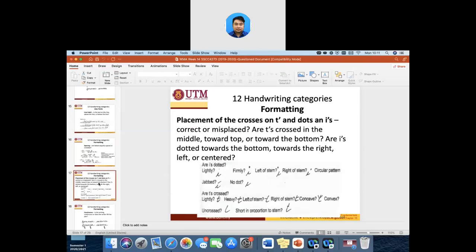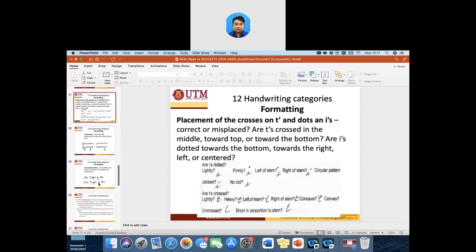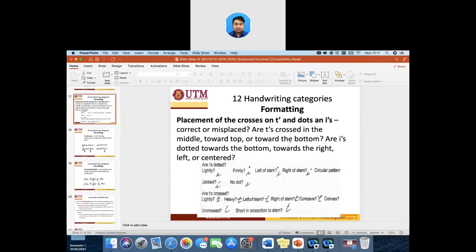Okay. Alright, formatting. Formatting in terms of the crosses on the T's and the dots on the I's. Alright. So the T's cross maybe in the middle ke toward the top or toward the bottom. The cross on the T's. Okay, the dots on the I sama ada the dot tu either at the bottom ke towards the right ataupun the center ataupun ke kiri ke kanan ke.